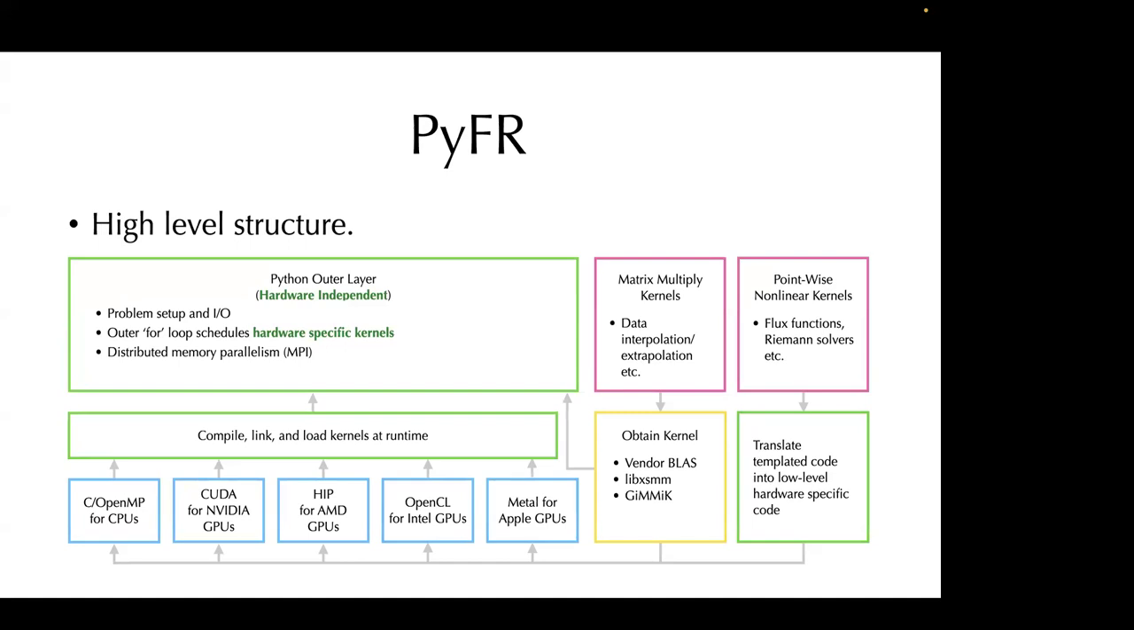So all of this happens when PyFR starts up. All of these kernels are generated and compiled on the fly. And then it's these kernels which the Python outer layer invokes. So all of the heavyweight calculations are always done by highly optimized code, never in Python, but this code is generated dynamically on the fly.